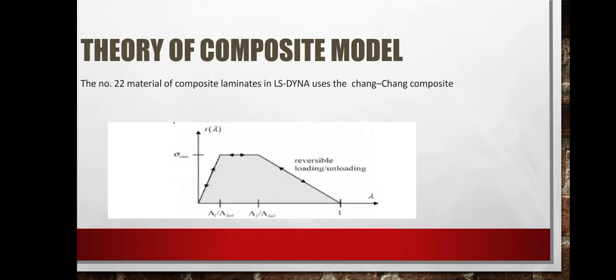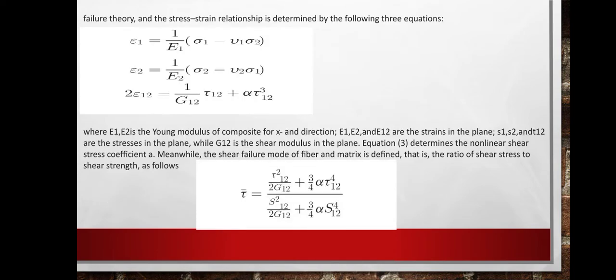Theory of composite model. The number 22 material of composite laminates in LS-DYNA uses the Chang composite failure criterion. This is the diagram that represents the sigma max. This is the reversible load when unloading. Failure theory and the stress strain relationship is determined by the following three equations.